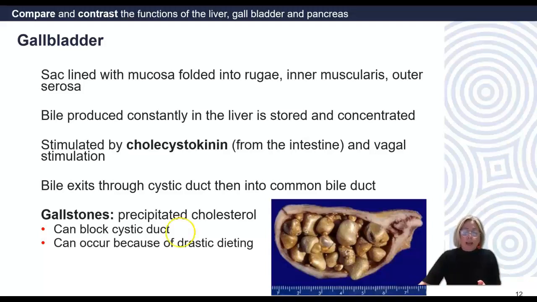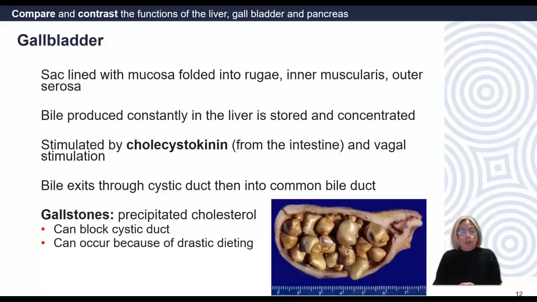Occasionally, one of these gallstones can slip out and block the cystic duct, and when that happens, that's going to block the flow of bile and therefore interfere with lipid digestion, so that's going to have to be surgically removed.